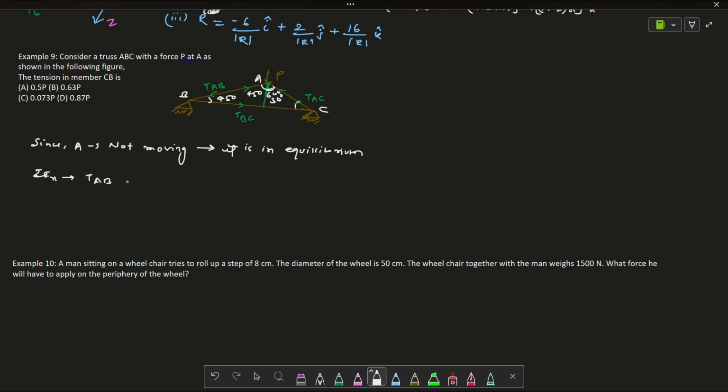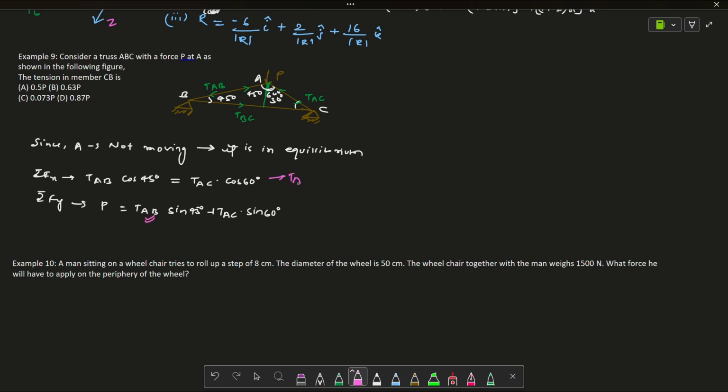TAB means this one. TAB cos 45 degrees equals TAC into cos 60 degrees. And in the vertical direction at point A only, P is equal to TAB sin 45 degrees plus TAC sin 60 degrees. By solving these two equations we will have to find TAB, right?